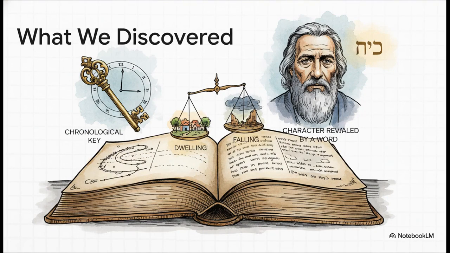So let's just pull back for a second and look at what we found in just a handful of verses. We found a chronological key that solves a mystery in Jacob's life, hidden in Ishmael's age. We saw a single verb that paints Ishmael as a righteous man. And we watched the story of a nation's fortune change, all based on the switch from the word dwelling to falling. It just goes to show, nothing in this text is just filler.